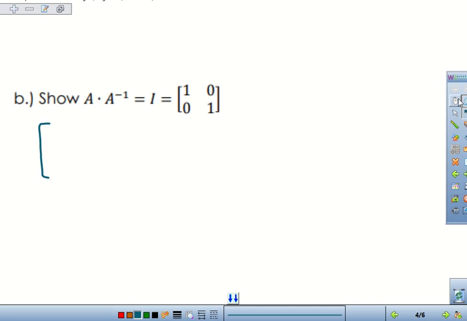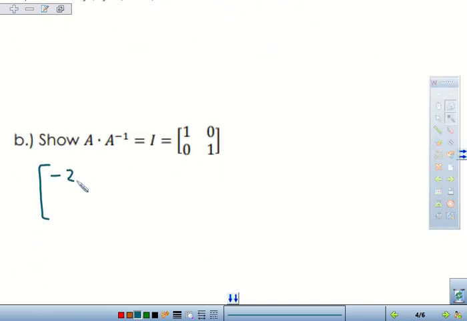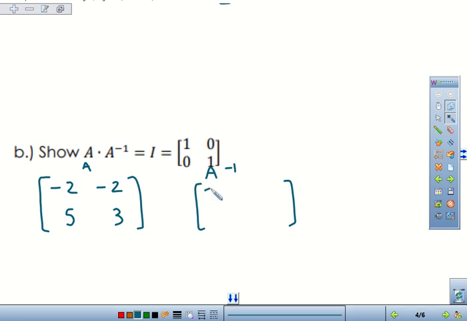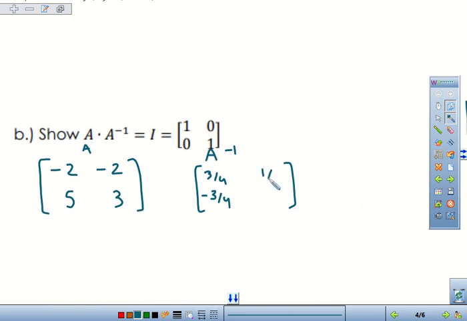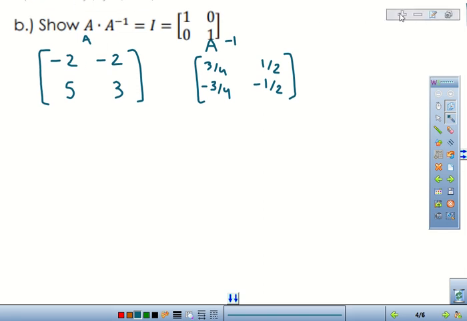I'm going to write what A and A inverse are down here just so it's easier. So we got A, and then we have A inverse. I just find it easier when they're written out. So we got 3/4, -3/4, and 1/2 and -1/2. All right, so now we're going to do matrix multiplication. You guys all know how to do this from your last quiz, of course.